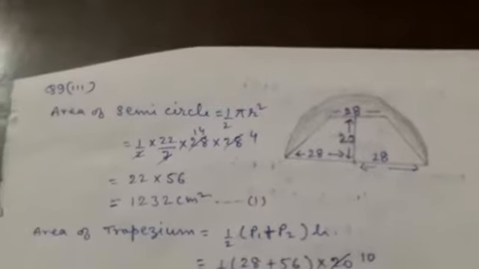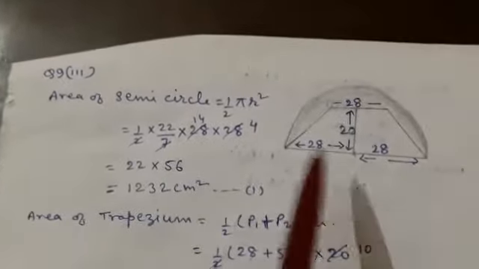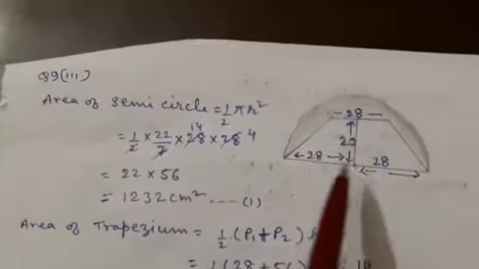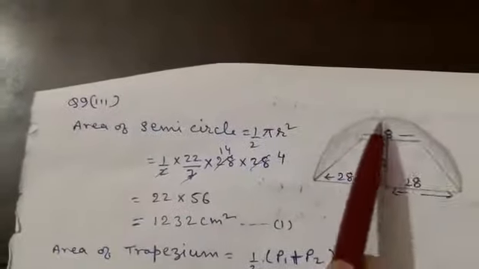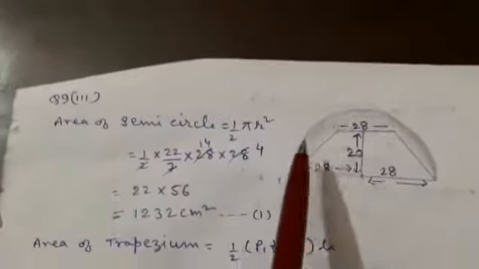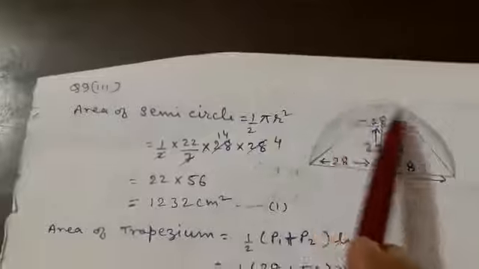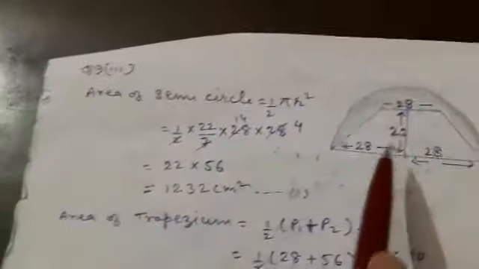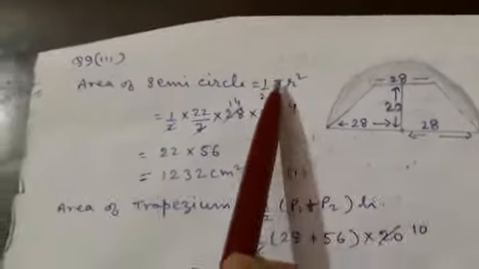Next we'll see question number 9, third part. This figure is given and we have to find out the area of the shaded region. Let us see. First we'll find out the area of the semicircle. As we know, what is the formula for the area of the semicircle? Half of the area of a circle, means 1 by 2 into pi r square.